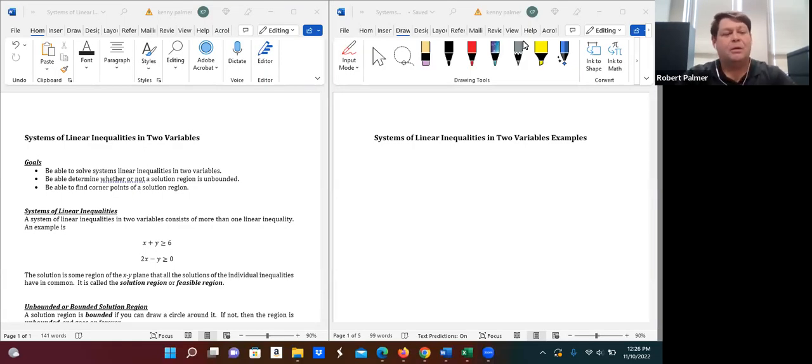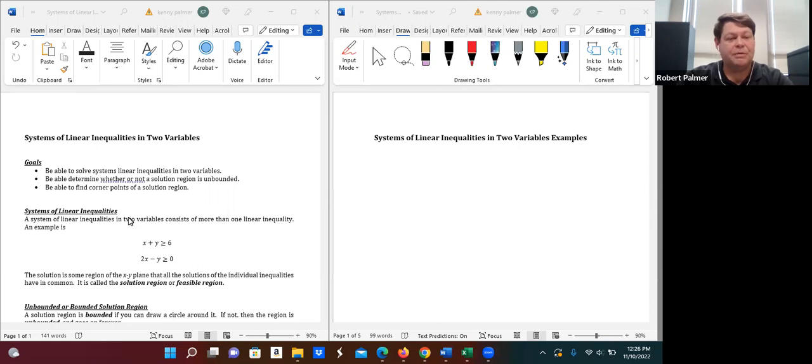Hello, welcome back. So today we will look at how to solve systems of linear inequalities in two variables. You might have seen a previous video about solving a single linear inequality in two variables. We're going to build on that and see how to do it when we have more than one inequality.